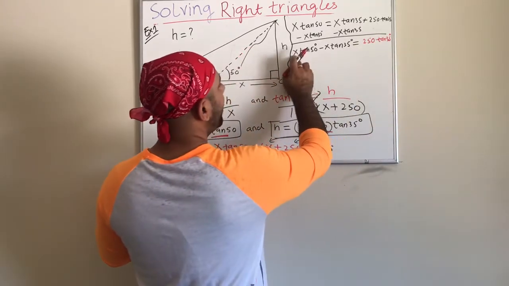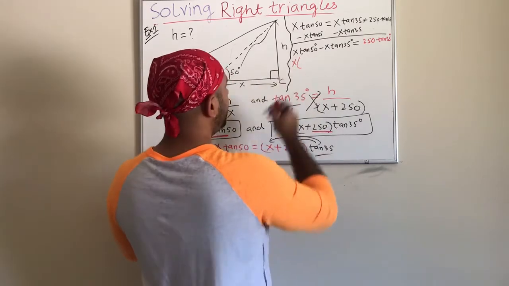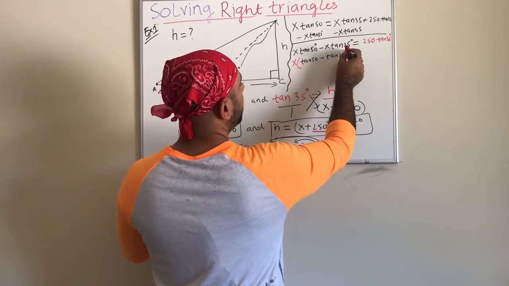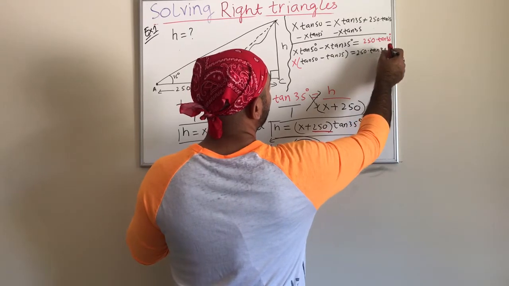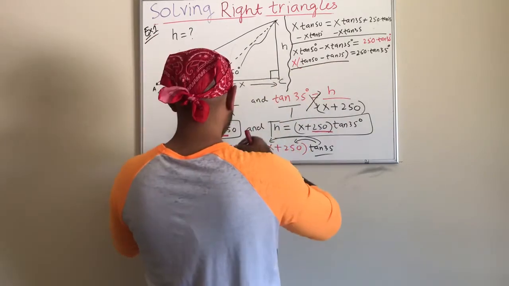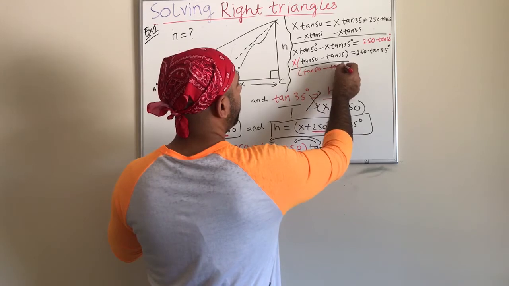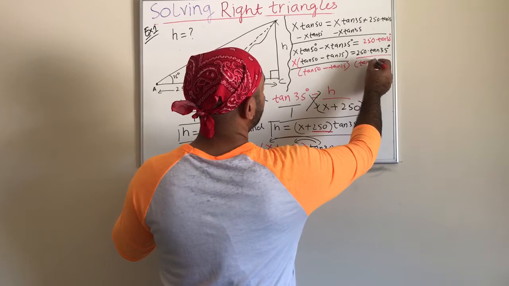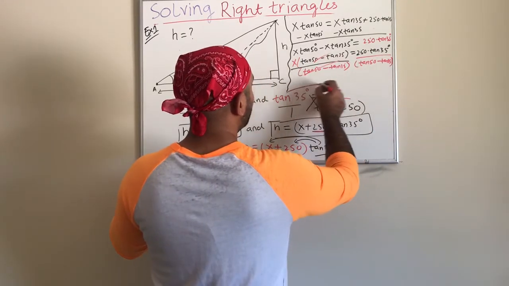From here, we can see that x is the common factor, or the greatest common factor. And we can put this in the parentheses. Tangent of 50 minus tangent of 35 will be in the parentheses. On the right hand side, I still have 250 times tangent of 35 degrees. To get x by itself, we got to divide both sides by tan 50 minus tangent of 35. Okay, and if we divide this, we got to divide the right hand side as well. So this tangent 50 minus tangent of 35 degrees crosses out.